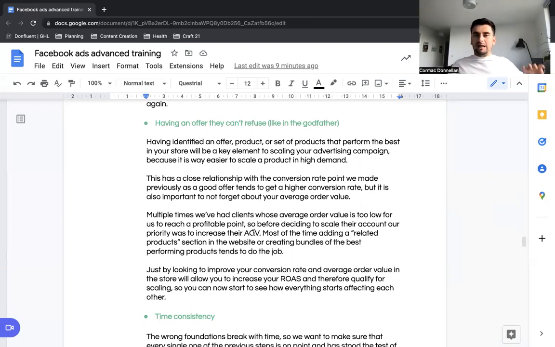So the average order value: if you have a ROAS of 2 and you're getting a €10 cost per purchase for a €20 sale, you're basically going to be at a 2x return on ad spend. If you find out that you can bundle the best selling products or have a cross sell that takes the average order value to 40, just by looking at that, and having an offer they can't refuse, you've now taken the return on ad spend from 2 to 4 and you haven't changed anything at all. So it's quite interesting from that aspect.